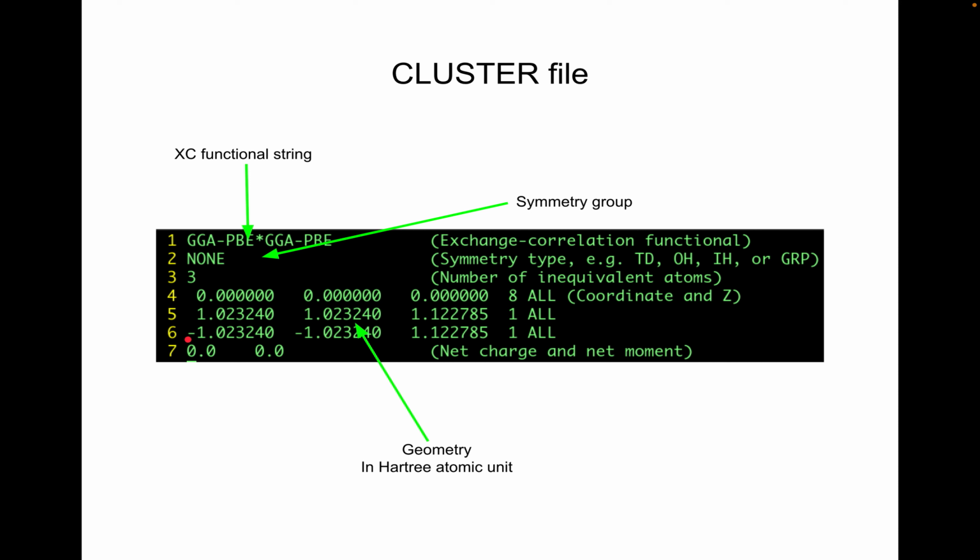And lines 4 to 6 are the coordinates of the water molecule with the atomic numbers here. The ALL here indicates that the calculation for these atoms is done at the all-electron level. And the number down here is the net charge, and this is the net moment of the system. And the geometry coordinates here are in Hartree atomic units, so this is in Bohr and not angstrom.